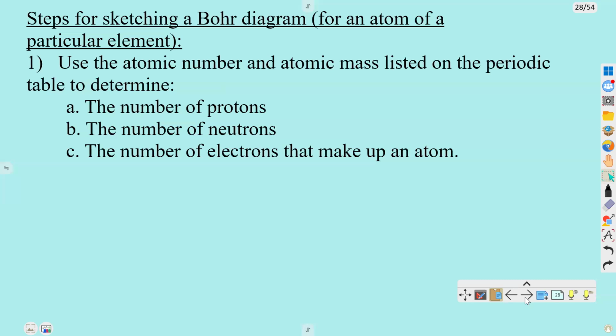So to sketch a Bohr diagram for an atom of any particular element, we need to use the atomic number and the atomic mass. Now, the atomic number, as a reminder, tells us the number of protons. Using the mass number, we subtract the proton number to give us the number of neutrons. We also have to take that mass number. If it's the atomic mass, we have to round it to the nearest whole number. And then finally, the number of electrons in an atom will always equal the number of protons.